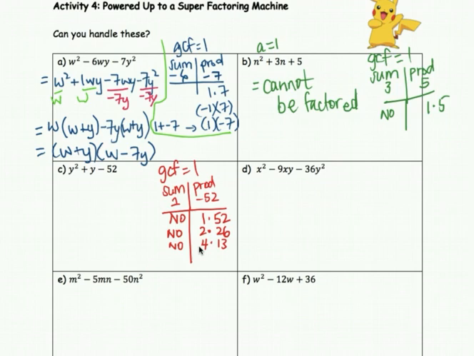5 doesn't work. 6 doesn't work. 7, nope. 8, nope. 9, 10 won't work. 11 won't work. Okay, 12 won't work. 13, yes, 13 will work. Oh, but you know what? We already picked 4 and 13. Okay, so we've checked every possible combination here, right? And none of them will add to make 1. So here's another one that cannot be factored.